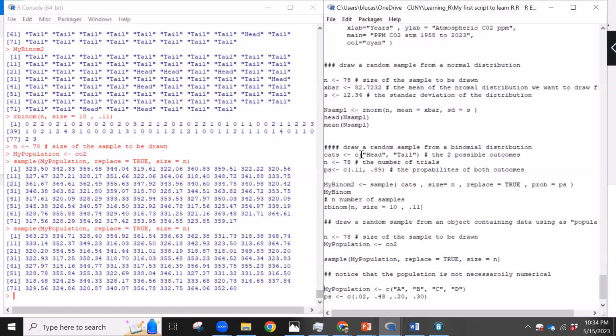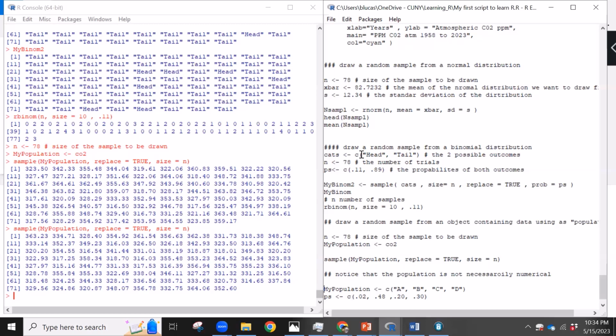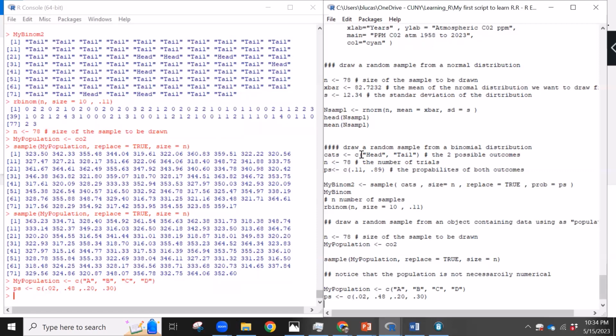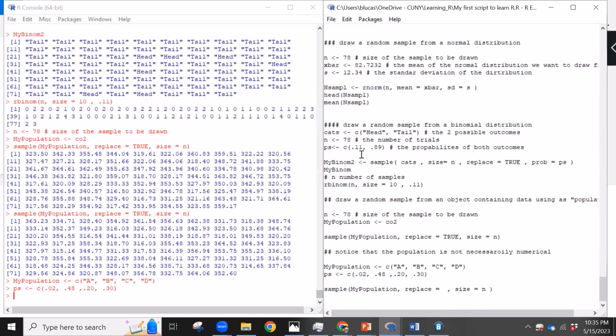And by the way, as you might have noticed, in the example of how to draw a random sample from a normal distribution, we can do that with either a data set that contains numerical variables, but it can also contain categorical variables. So for example, here I'm making it simple, A, B, C, D, right? So I'm creating that object. I'm setting the probabilities. Let's say I want to have A, B, C, and D to have different probabilities as set here at 0.2 for A, 0.48 for B, 0.20 for C, and 0.3 for D. And now I can execute.